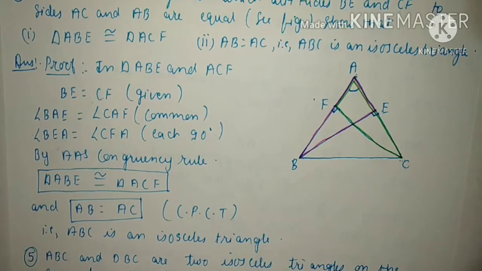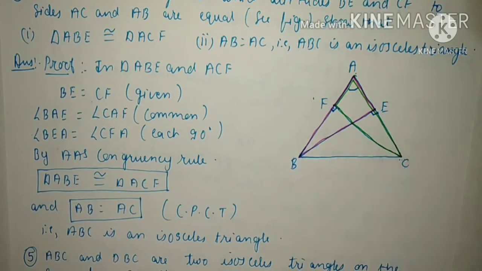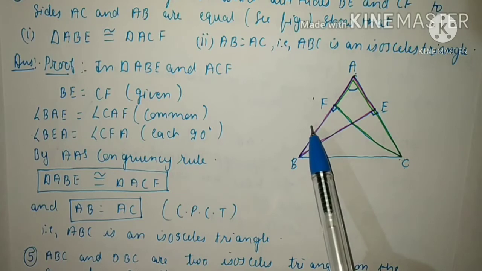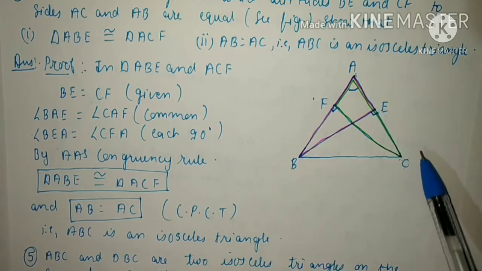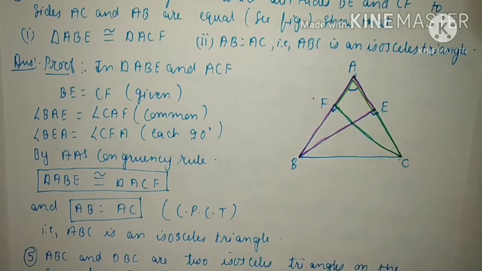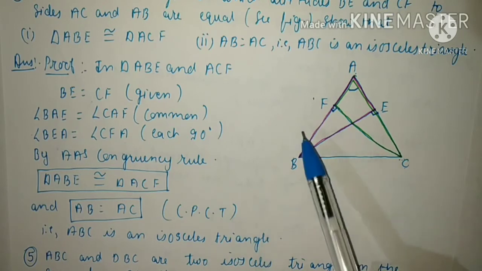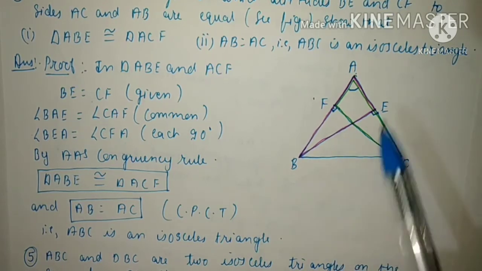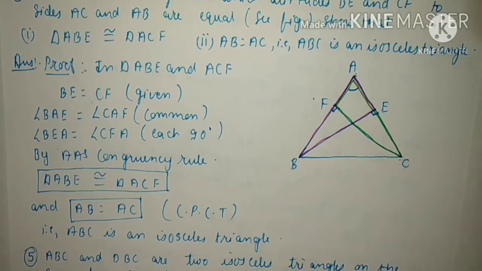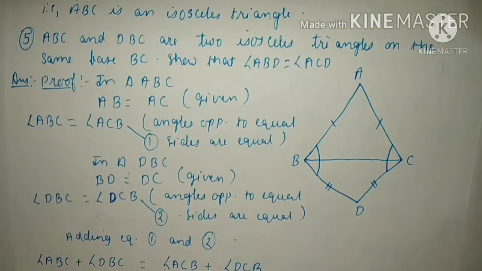Now what else do we need? We have to prove AB is equal to AC. Now AB belongs to the pink triangle and AC belongs to the green triangle. So by CPCT, these both sides will also be equal because these two triangles are congruent. So AB equals AC by CPCT. And if these two sides are equal, that means ABC is an isosceles triangle. This is the solution of the fourth question.